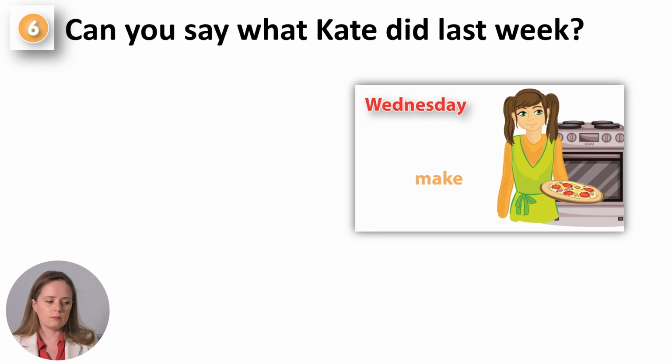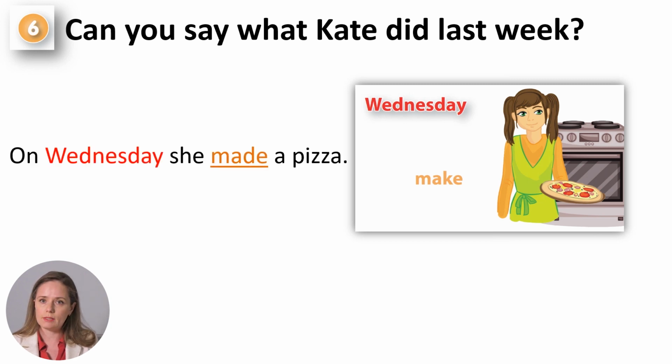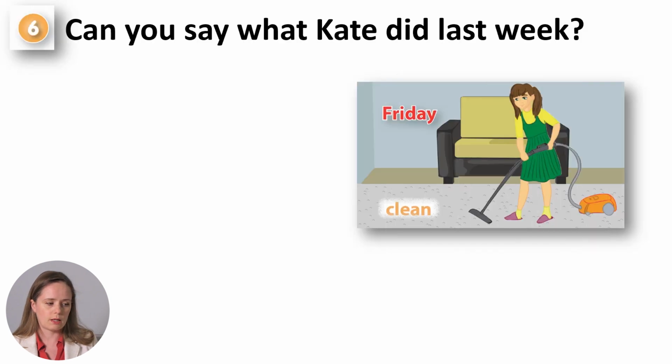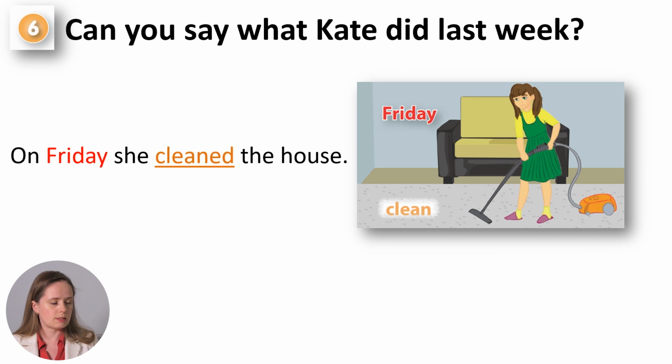Okay, let's go to Wednesday. Kate has a pizza, and on Wednesday she did something. What did she do? She made a pizza. A preparat o pizza. Okay, let's go to Thursday, not to Friday. We don't have a Thursday. Okay, Friday. Friday, let's say, we have the word to clean. A curăța. And in the past we can say on Friday she cleaned the house. This is what you can see on the screen.